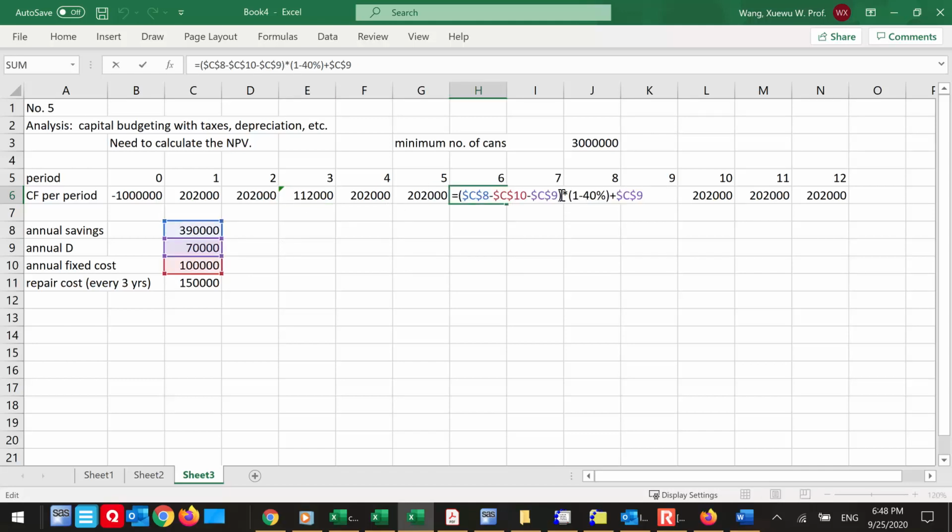Okay, and the same thing here for year six. Okay, because this is another 3 years. All right, and the same thing for year nine. All right, so I need to take out that. Okay, and same thing for year 12. So let me take out the repair cost every 3 years. Okay, all right. So now let's look at one more thing here. In year 12, you actually have the terminal value of the machine. That's actually 160,000. Okay, so we should put back the 160,000.